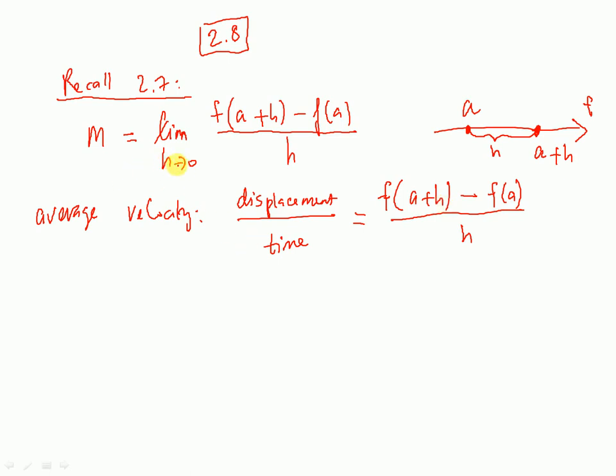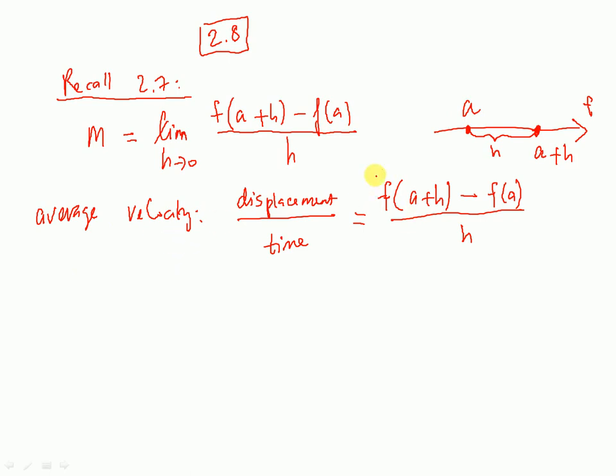And when h is going to 0, that means this distance becomes smaller and smaller, or a + h is getting closer to a. So we are trying to find the slope of the tangent line at only one point, and that point is point a.